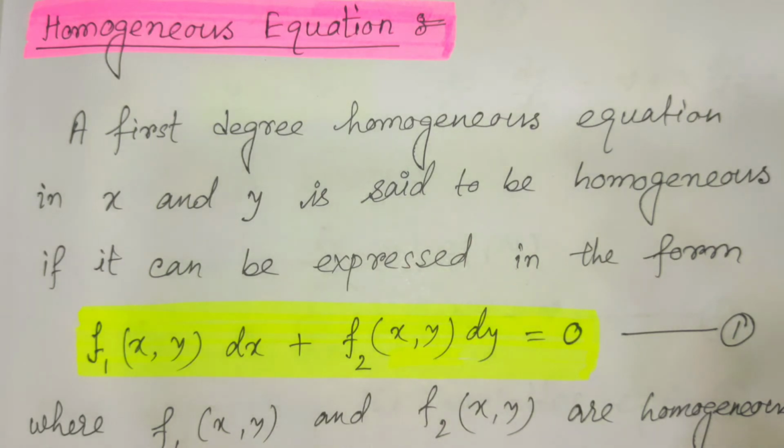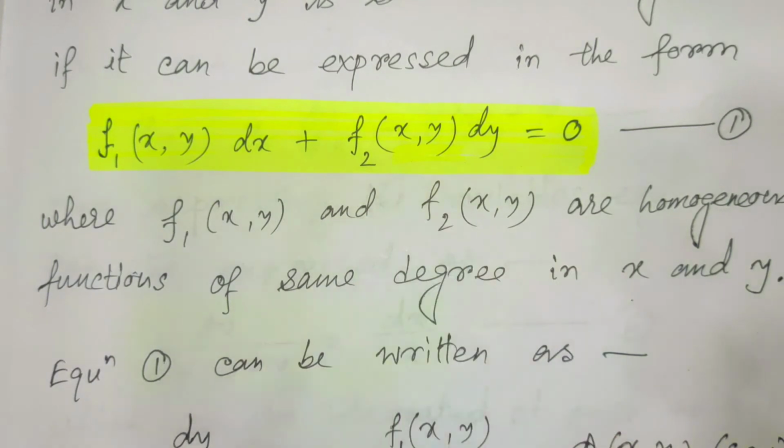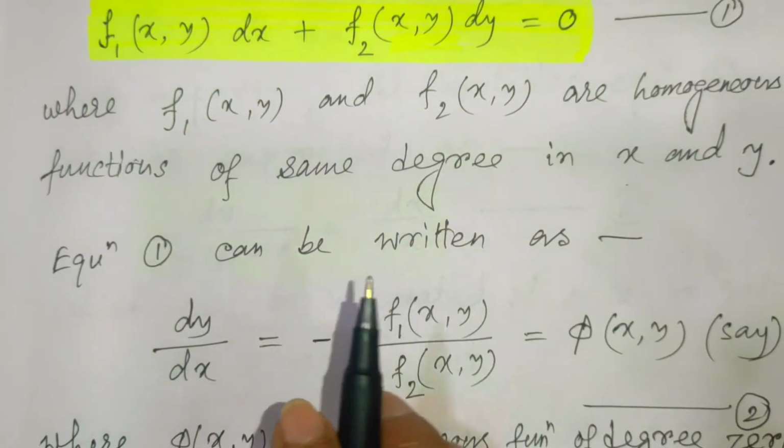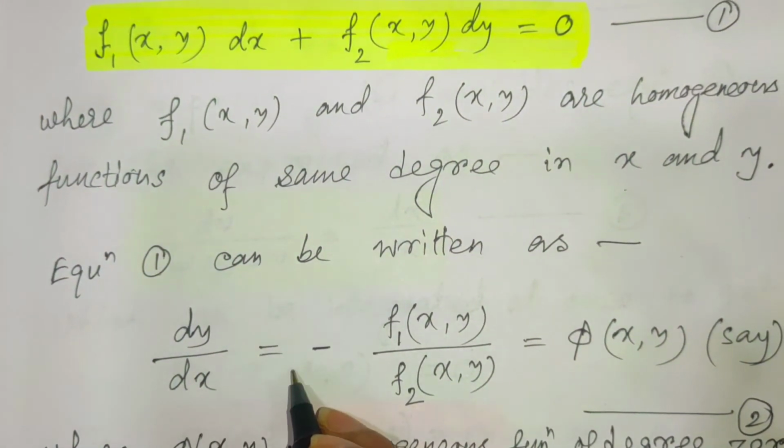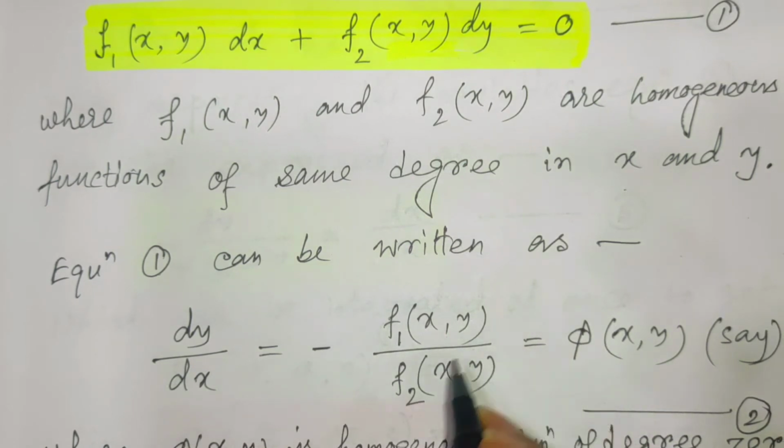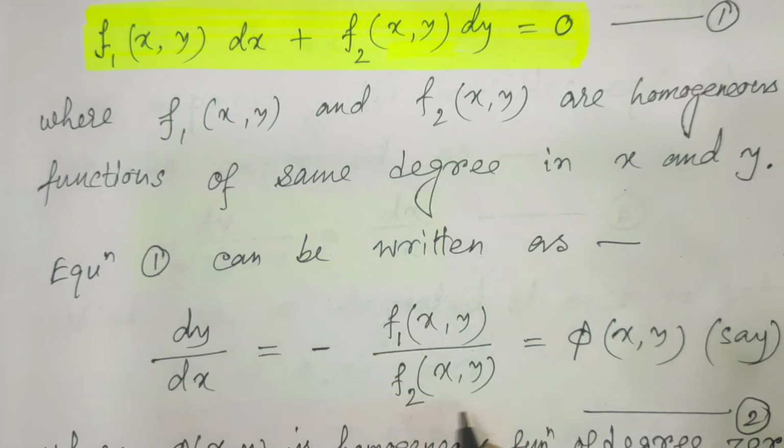So how to solve? For that, I am first giving you a bit of theoretical expressions. After that, I am coming to the example. So here this expression, we can write as dy by dx is equal to minus f1(x,y) divided by f2(x,y). So this entirely we can replace by another function phi of (x,y).